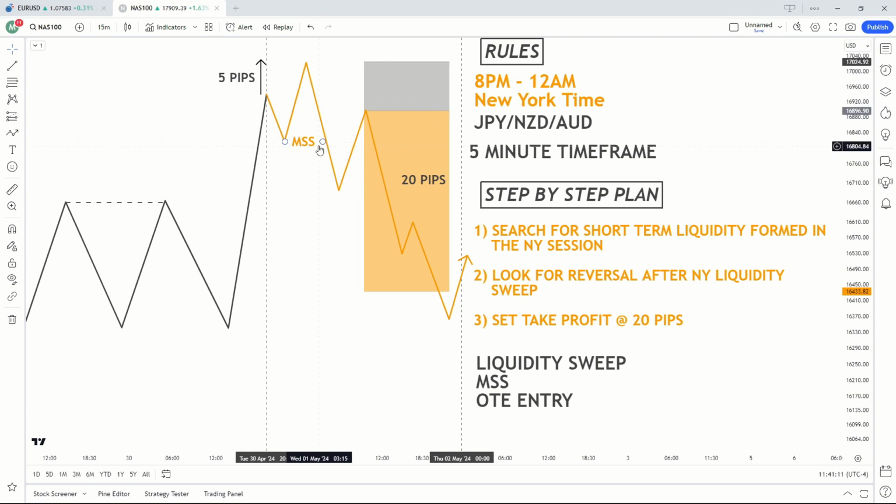So now once we've gotten a clear market structure shift with body closure below this low right here, we get that displacement. This is what I would classify as a valid market structure shift that we can use for this strategy. Now you may be wondering, how do I enter? You want to go to your Fibonacci tool, select the high to the low of your displacement leg, and you simply want to enter off the 0.62 mark.